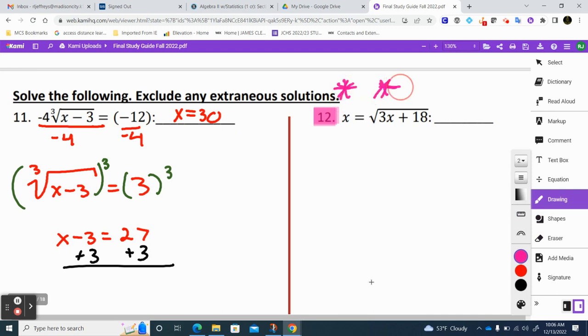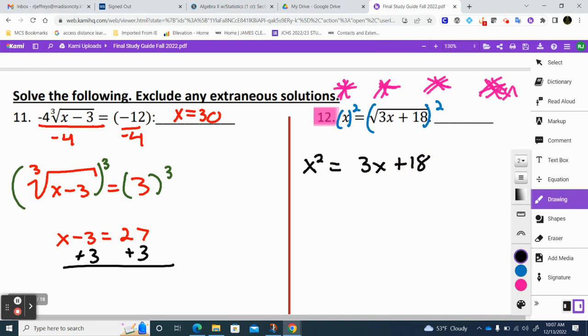Number 12. All right. The first thing I would do on number 12 is square both sides. Okay. When I do that, I'm left with x squared equals 3x plus 18. Okay. Remember, when you square something that has a square root, it just rips the roof off.